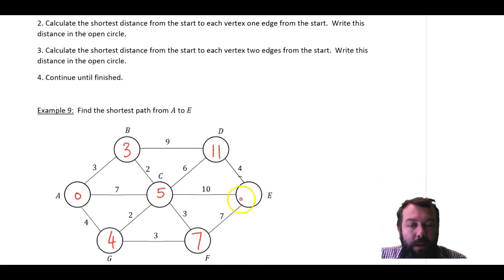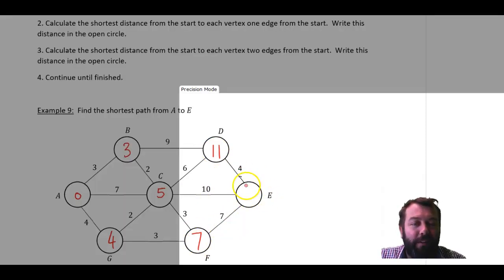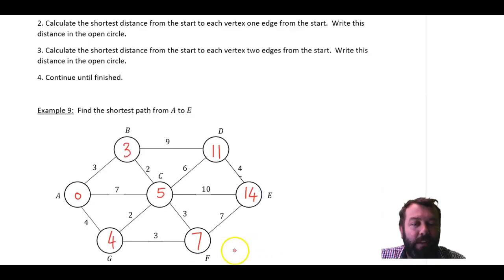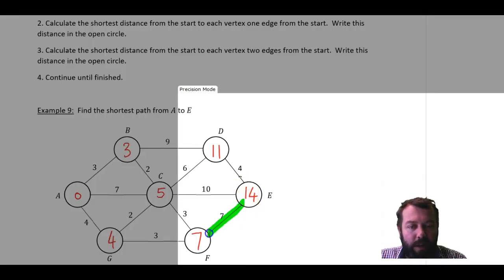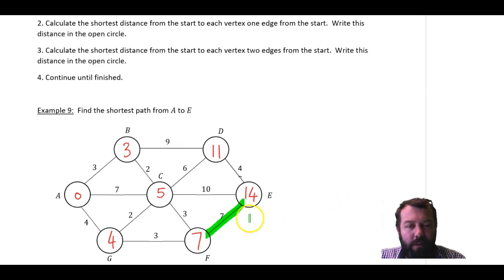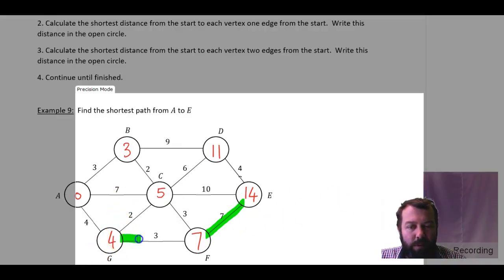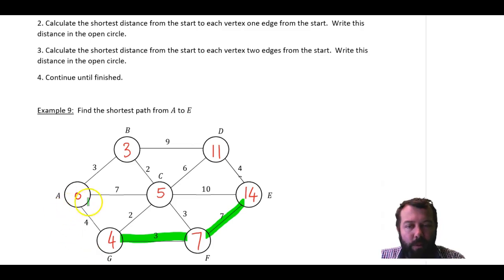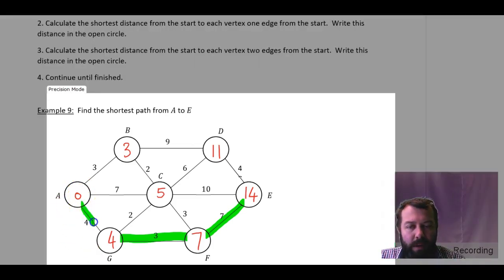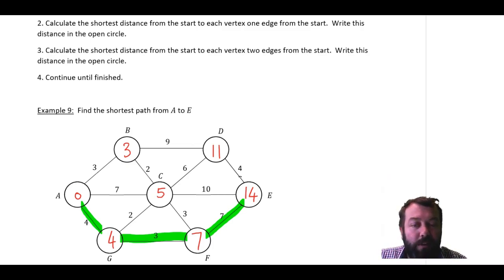Now to get to E, I'm nearly there. It could be 5 and 10 is 15. It could be 11 and 4 is 15. Or it could be 7 and 7 is 14. Okay, so that's my best way there. Now we'll just trace backwards to see what that path was. To get that 14, I came by here. To get to that 7, I came along from G, and to get that 4, I came this way here. So that's my shortest path, A, G, F, E, with a weight of 14.